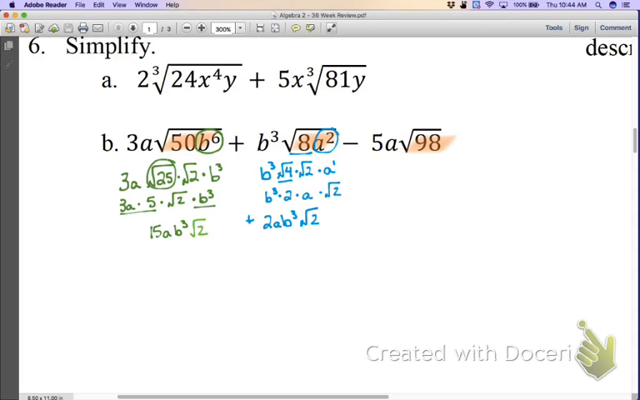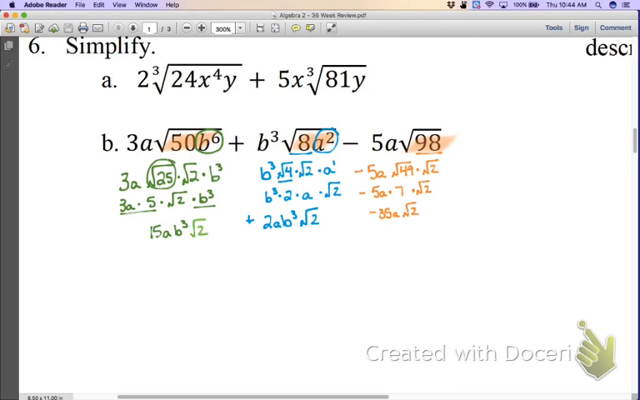And then how does the 98 simplify? What's a perfect square that I can divide that by? 49. So 49 and 2. So negative 5a times 7 times the square root of 2. So negative 35a square root of 2.